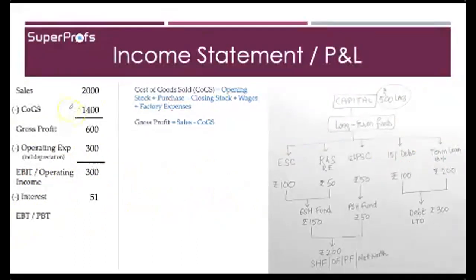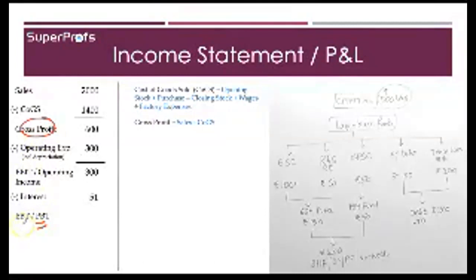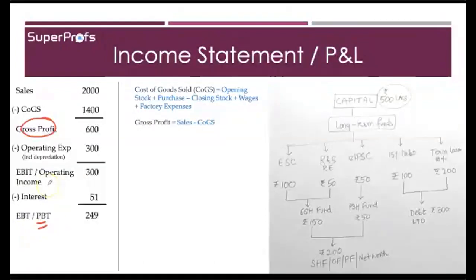Okay. And this is also called profit before tax. Remember, you're talking about profits only, right? So this is also called profit before tax. And just subtract this, you will get 249 lakh rupees. Okay. So till now, is this clear?